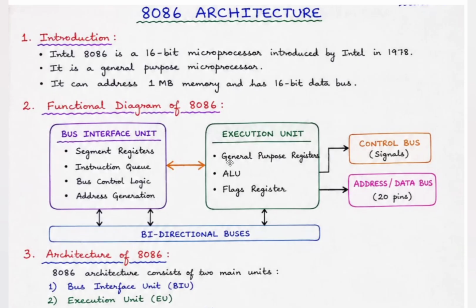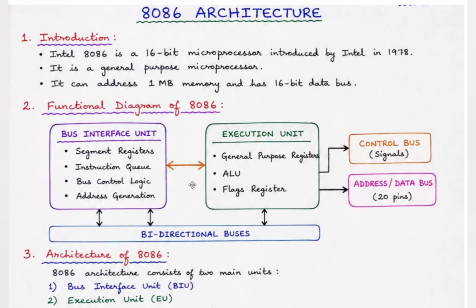Next, the execution unit, EU. The execution unit mainly deals with decoding and executing the instructions. It contains the general purpose registers, ALU, and flag registers, and it also has the control signals and address buses. As I told you before, 20 address pins are there. So BIU means fetch, EU means execute. Just remember these two points.